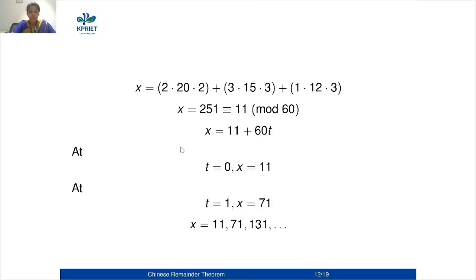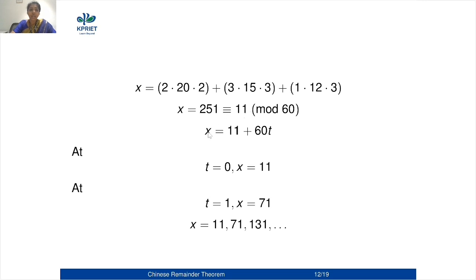Yes, it is satisfied. So after finding the values of y1, y2, y3, we are going to frame the unique solution for the given problem. So x is equal to a1 into m1 into y1 plus a2 into m2 into y2 plus a3 into m3 into y3. So this expression should be solved, and it is 251. And after getting the answer, this final answer should be the remainder of taking modulo 60. If I divide this 251 by 60, the remainder which I am getting is 11. So x is congruent to 11 mod 60. So this is the final unique solution for the given system of congruences.